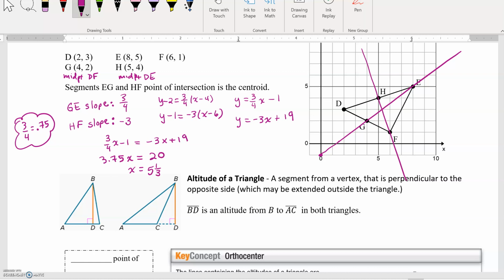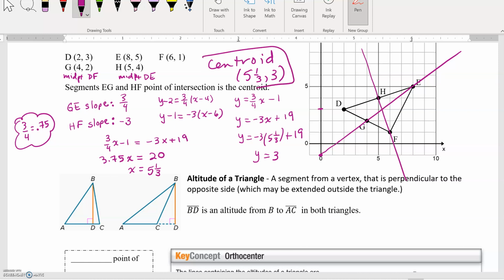And then I'm going to plug it into the second equation and multiply that times -3, and then add 19, and I get the y coordinate is 3, which makes sense with where that lines up over here. So the coordinates of the centroid are 5 1/3, 3. Those are the centroid coordinates, and that's what we were finding.